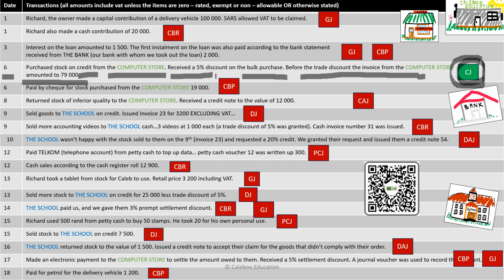The document that we received was, already, the invoice that the computer store generated, and they sent us the original. So we received the original invoice from the computer store, and we're going to use that document to record this transaction in the Creditors Journal. So let's move on.